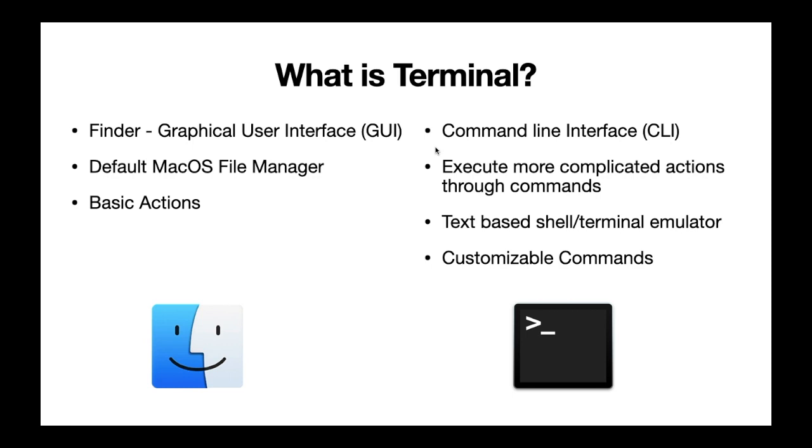Finder is mostly meant for basic actions such as renaming folders, creating new folders, or dragging a file into a folder. So now, what is Terminal? Terminal is a command line interface. As opposed to a GUI or graphical user interface, a command line interface is text-based, so it relies mostly on text commands. So in order to execute a certain command, you have to actually type it out into the interface. The fact that Terminal is a CLI allows you to create or execute more complicated actions through commands, as text-based commands are more customizable than you would find with a graphical user interface.